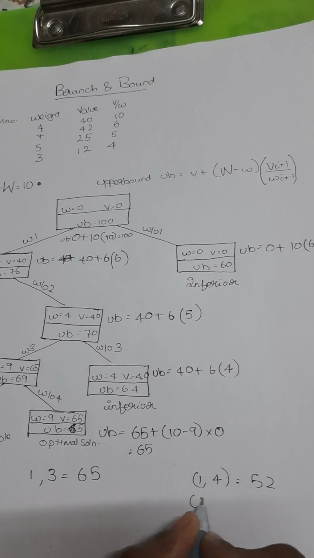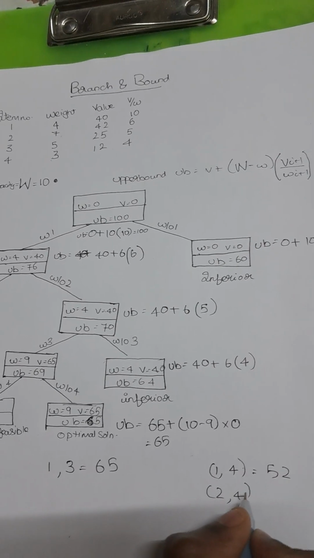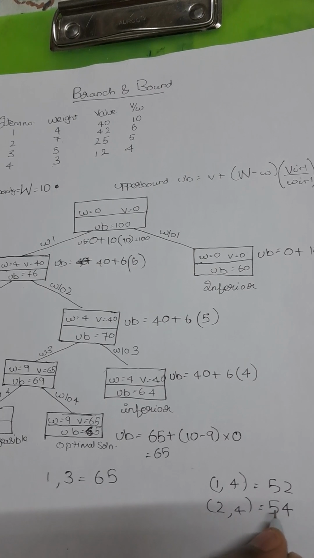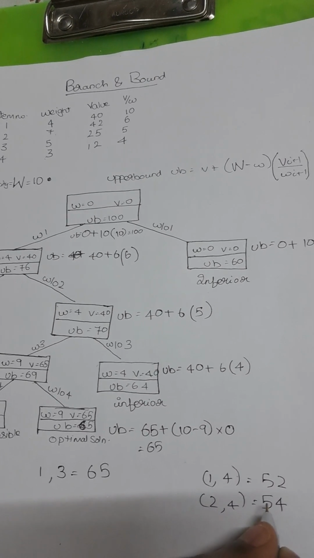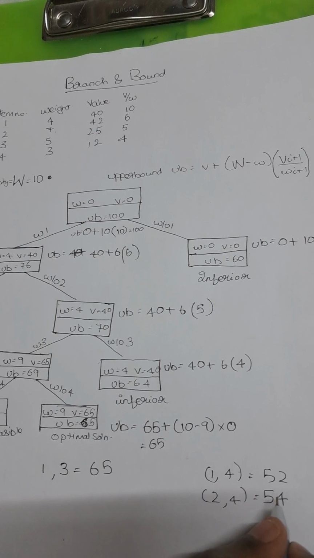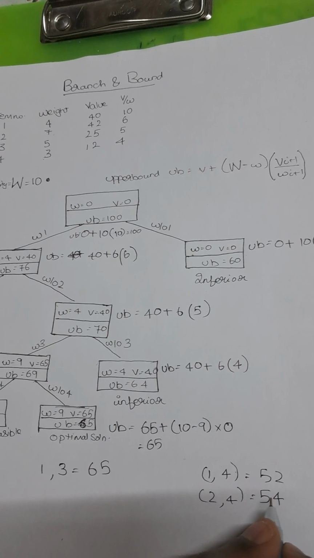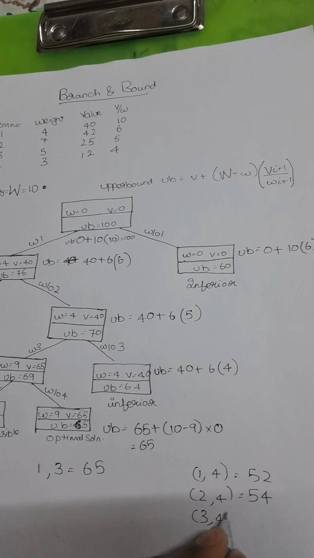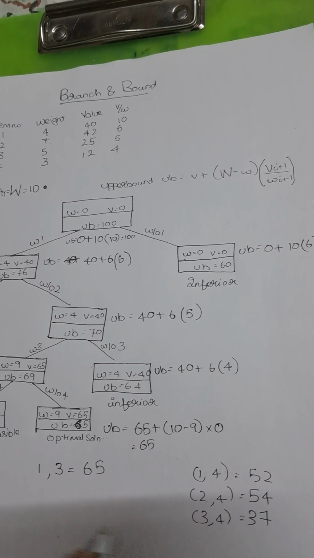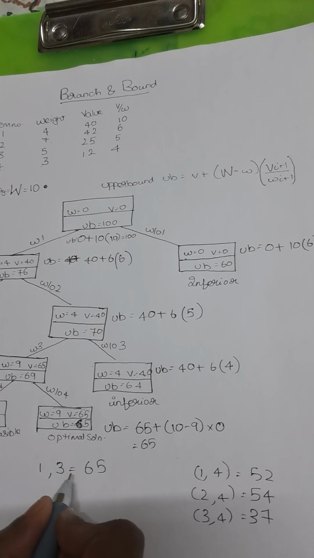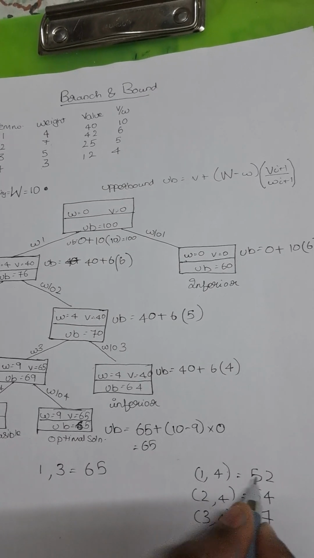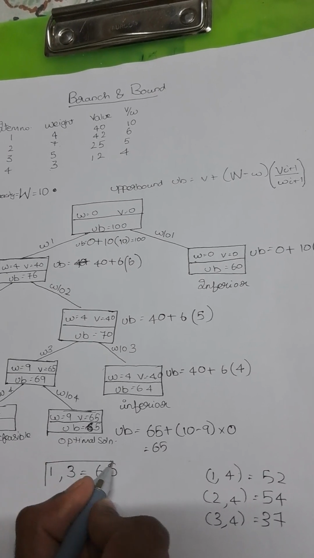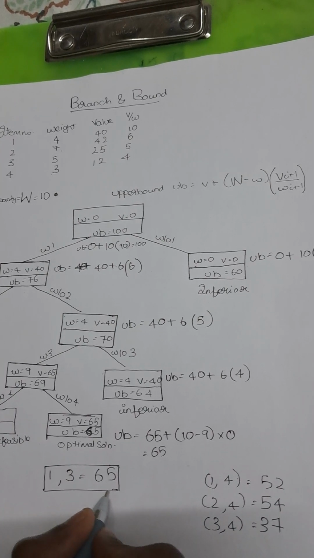So for 2 and 4, what value do we get? 42 plus 12 is 54. Then after that, we can take the 3 and 4 case. 5 plus 3, 8. Yes, it is less than 10, so we'll take that case. 25 plus 12 is 37. So we see that by taking 1 and 3, we get the most profit compared to all other cases. So 1 and 3 is the optimal solution, and the profit we get from it is 65.